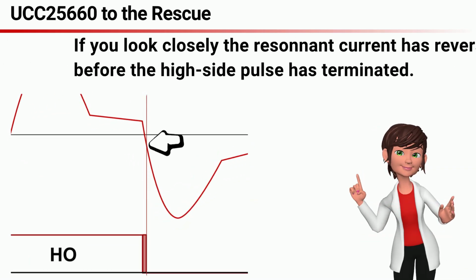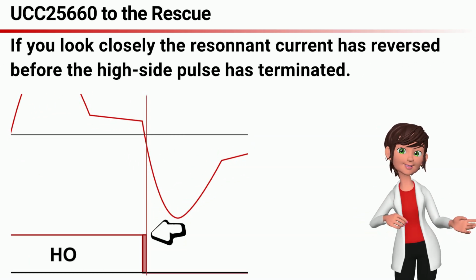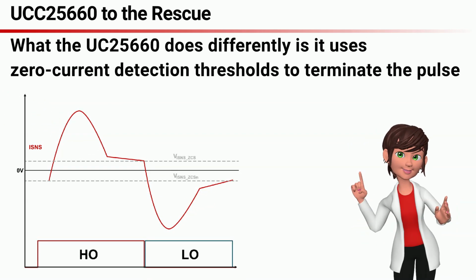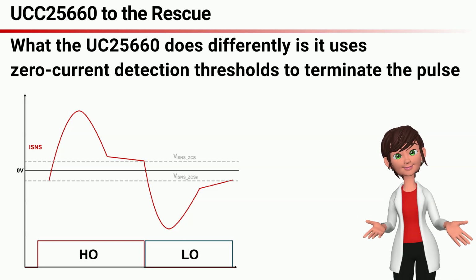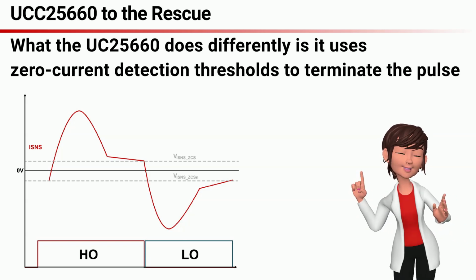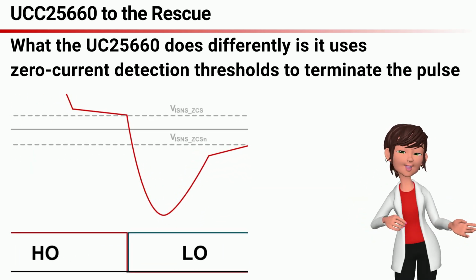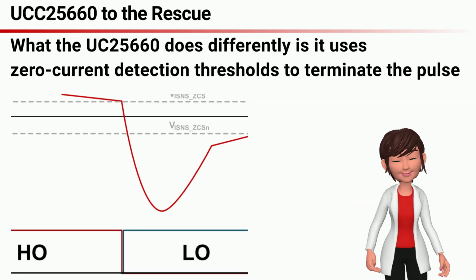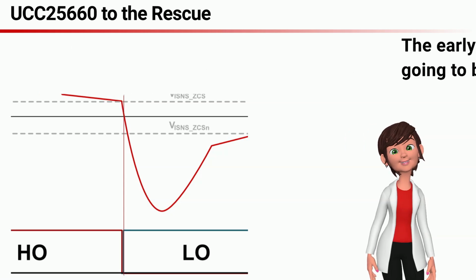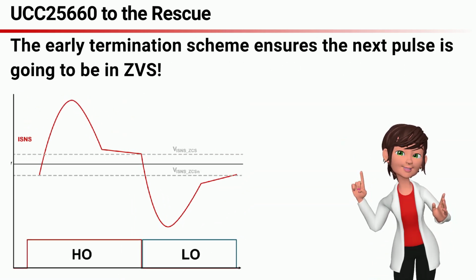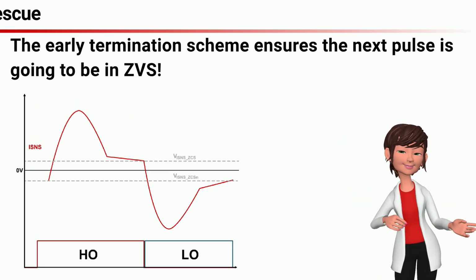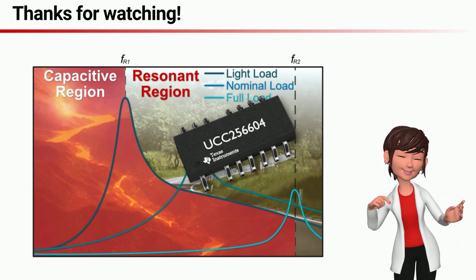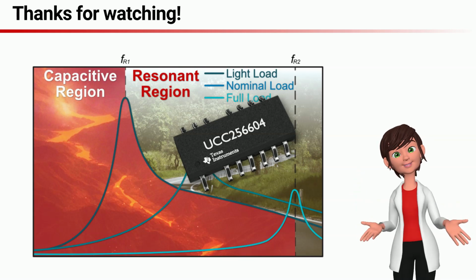If you zoom in, you can see that the resonant current has reversed before the high-side pulse has terminated. The UCC25660 adds zero current sense thresholds. If the current in the resonant tank hits the ZCS threshold, the gate drive is immediately terminated. This early termination scheme ensures the next switching cycle will be zero-voltage switched. This is how the new UCC25660 can avoid entering into the capacitive region.